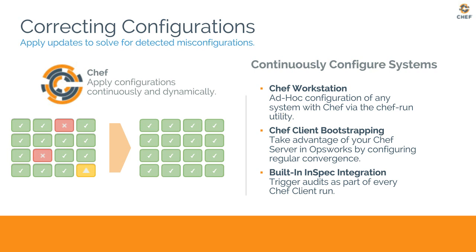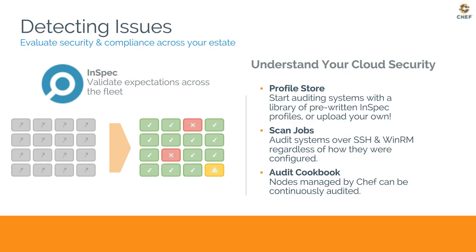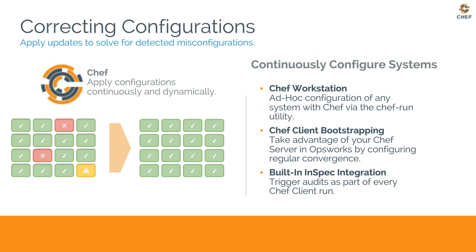With that, I'm going to stop my screen share for a moment, hop back into the deck, and before we dive into the last piece, let's do a quick review of how we've done our detections and corrections today. So we have both created a scan job in this case, so we can audit that system directly over SSH and get real-time feedback. We used Chef Run to apply our configuration corrections via Chef.